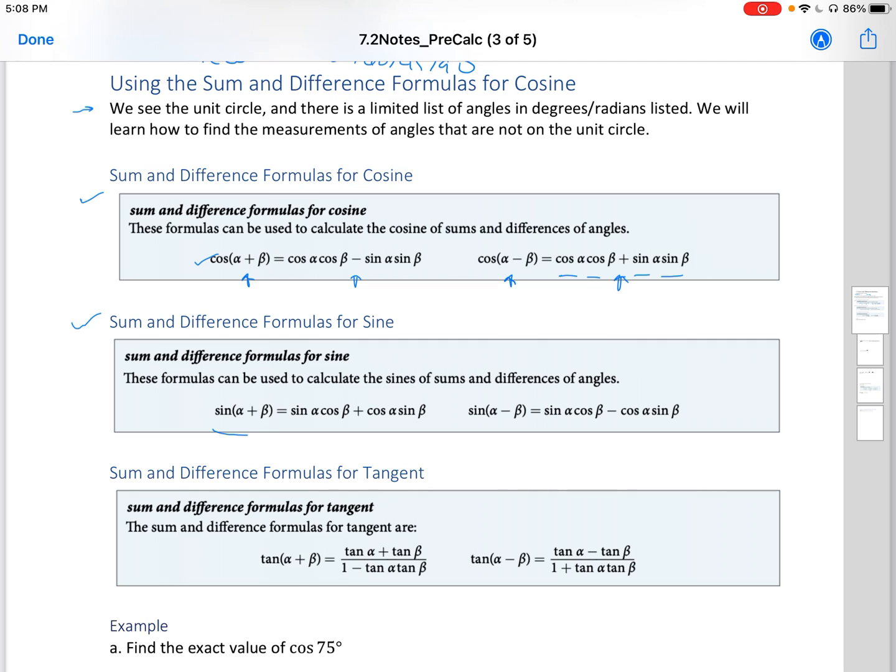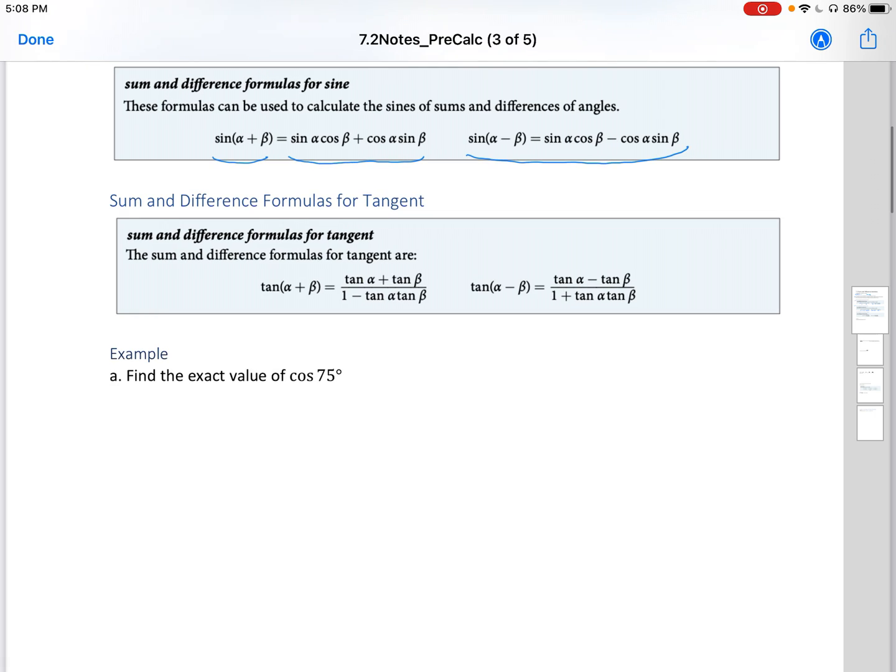We have sum and difference formulas for sine. Sine of A plus B equals sine of A times cosine of B plus cosine of A times sine of B. We also have sine of A minus B, which is sine of A times cosine of B minus cosine of A times sine of B. And we also have them for tangent. Tangent of A plus B equals tangent of A plus tangent of B, divided by 1 minus tangent of A times tangent of B. And tangent of A minus B equals tangent of A minus tangent of B, divided by 1 plus tangent of A times tangent of B.